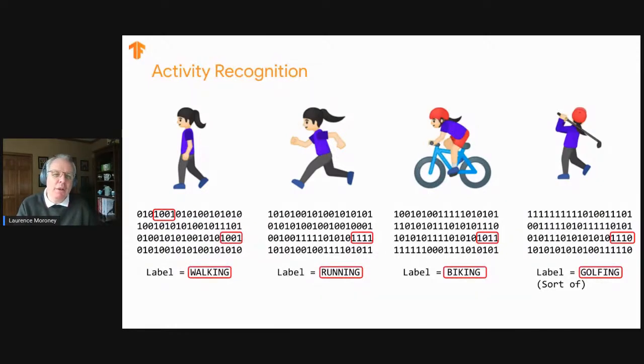And I say, when I've got all of this data, if I can reliably match patterns of data to this thing that I'm calling a label, then I now have an algorithm that will allow me to detect if they're walking, biking, running, or golfing. And all I need to do now is figure out how to match those patterns. And that's what machine learning is.